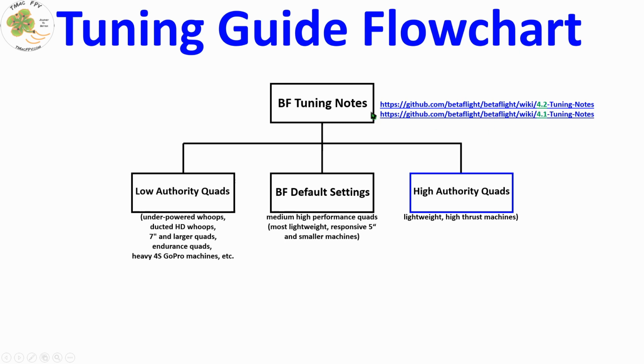In those tuning notes, it states the Betaflight default values are set up for medium high-performance quads, which they describe as responsive 5-inch and some smaller machines. The notes also speak of low-authority quads and high-authority quads, describing each as you see here. Quads are broken out into these three broad categories because the tunes for each category may be slightly different. For our Micro FPV 3-inch quad with a max thrust-to-weight ratio of 9.4, we're over here in the high-authority category.